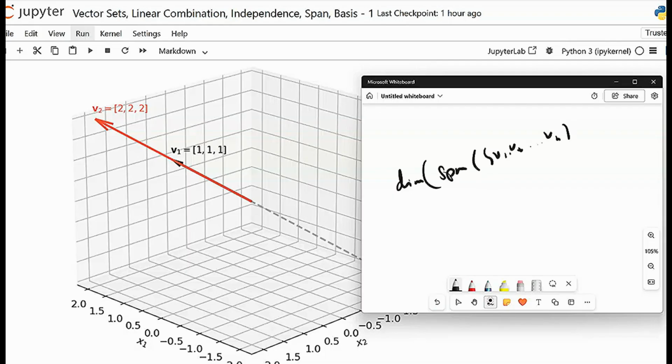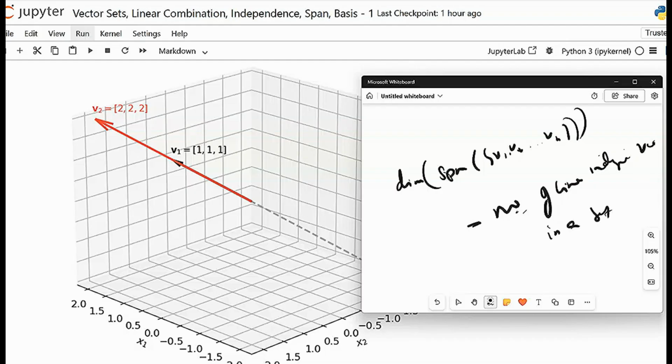Here, the dimension of the span of the set of vectors v1, v2 till vn equals the number of linearly independent vectors in the set. So for an independent set, the dimension of the spanned subspace equals the number of vectors. And for a dependent set, the dimension is strictly less than the number of vectors. The exact relationship is formalized by matrix rank.